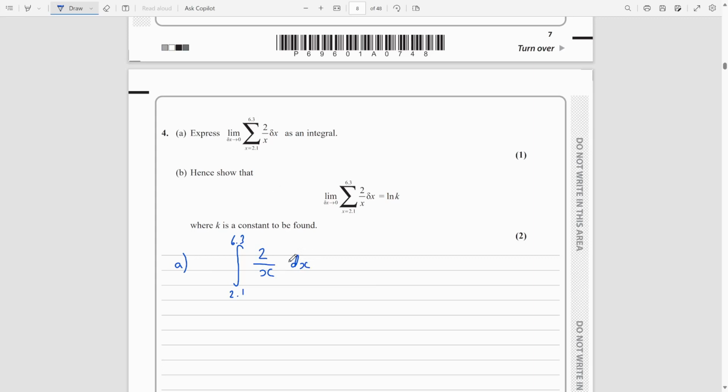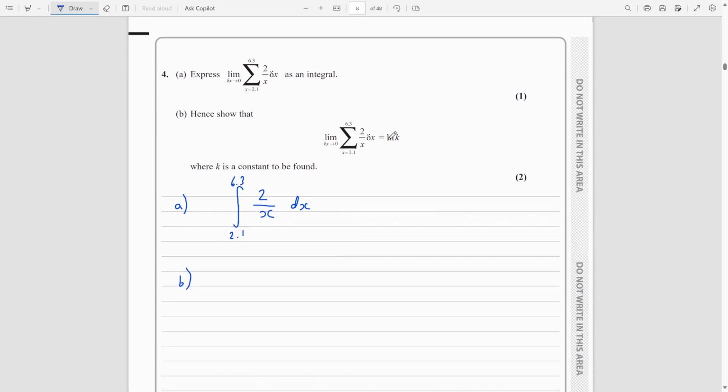The integral is defined to be the sum of 2 over x times little changes in x, and it's the sum as those little changes tend towards 0. So that's our 1 marker there. Hence show that this is ln of k, and we need to work out what that is.